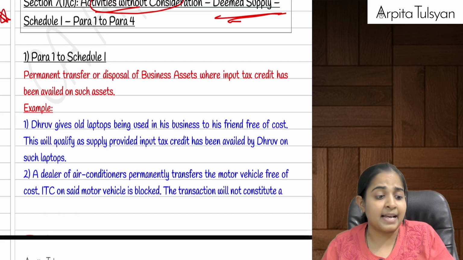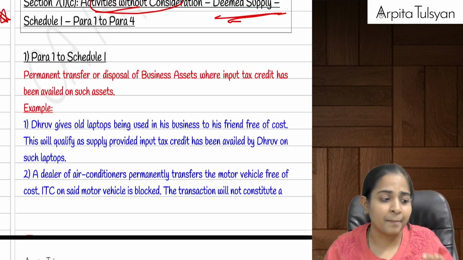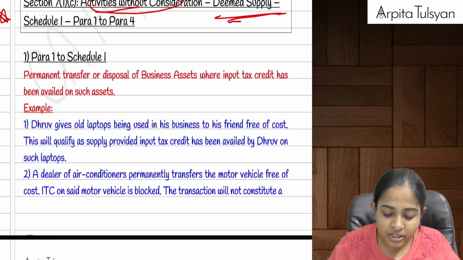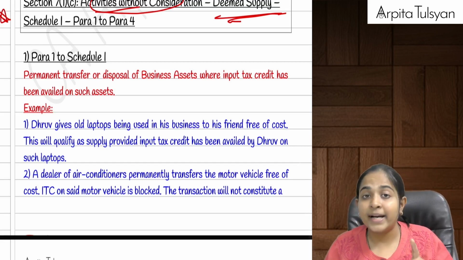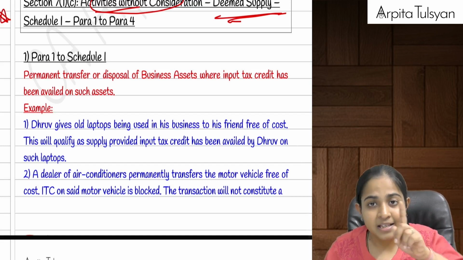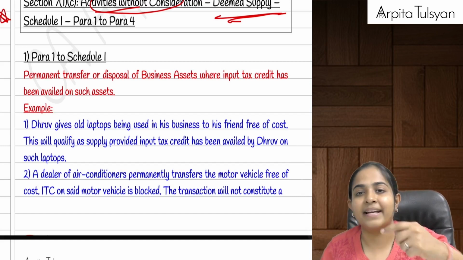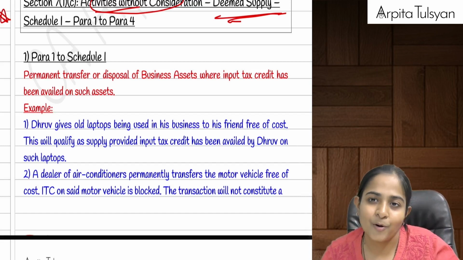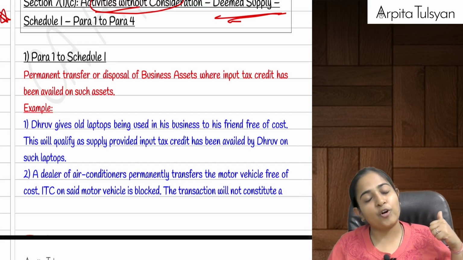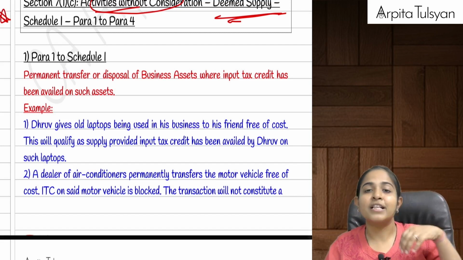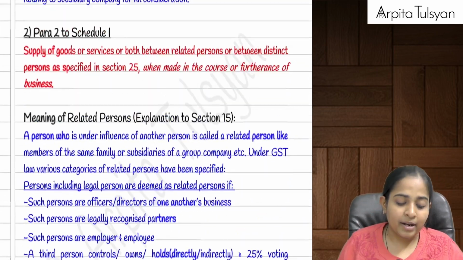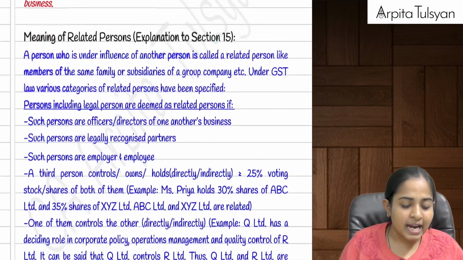Example: a holding company transferring it to a subsidiary company, or I am transferring to any other person for zero consideration. Then too this will be considered, provided ITC was taken on it, as a supply. And if it is considered a supply, can we say GST will be applicable on it? Why so? Because you have already taken the tax benefit on it. If you have already taken the input tax credit at the time of purchase, then at the time of sale there should be GST applicable. Yes. Please remember this point: provided ITC was taken on the same.